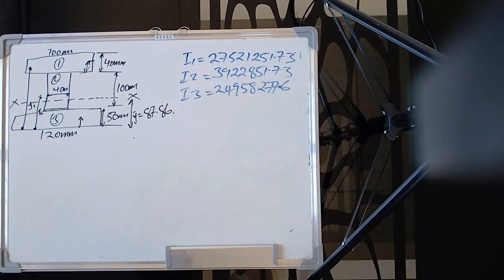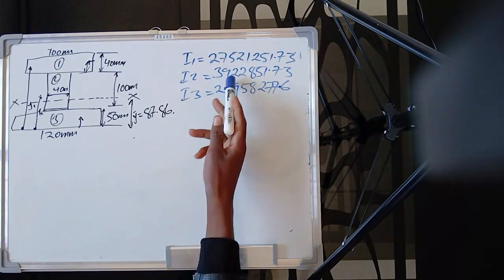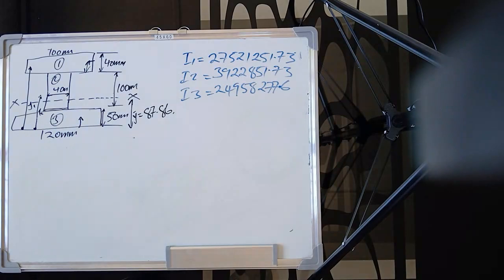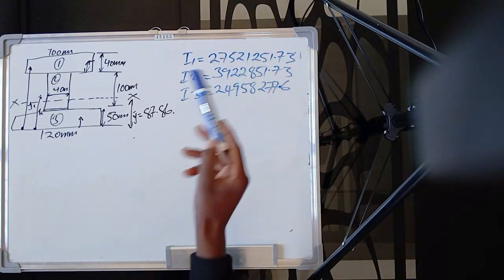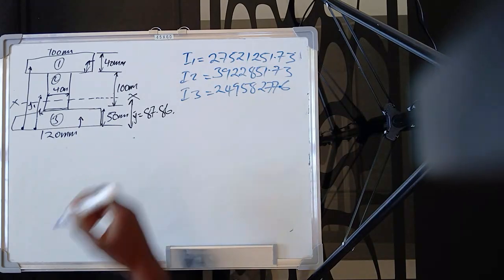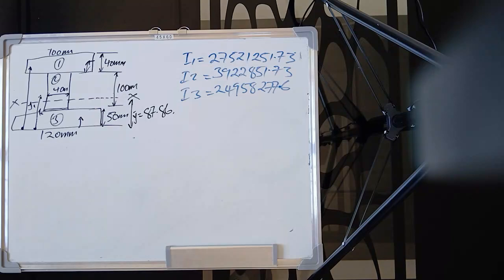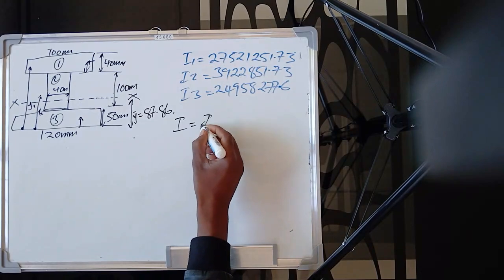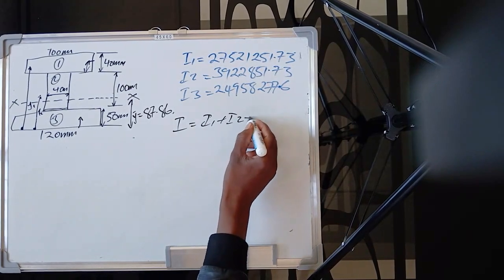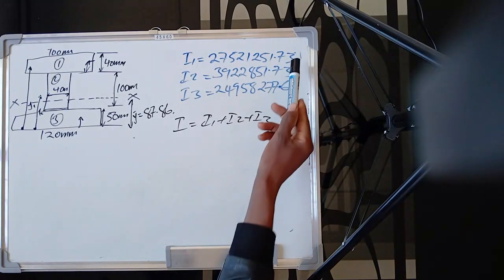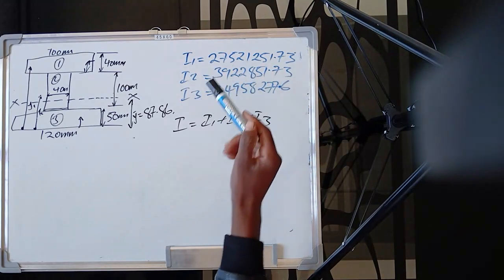Right, so that is our moment of inertia 1, moment of inertia 2, moment of inertia 3 for the respective sections. Now we need to find the total. To find the total, you just sum this one, that one, and that one. So the total moment of inertia is equal to I1 plus I2 plus I3. That's what we have.